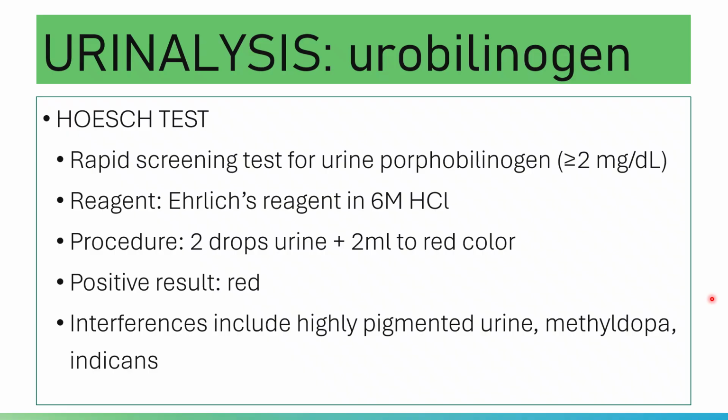Please note that the Hoesch test detects about 20 to 100 milligrams per liter of porphobilinogen, and urobilinogen of up to 200 milligrams per liter will not give a positive result. Please note again that the Hoesch test eliminates the problem of urobilinogen reactivity. And yes, this test is for porphobilinogen.